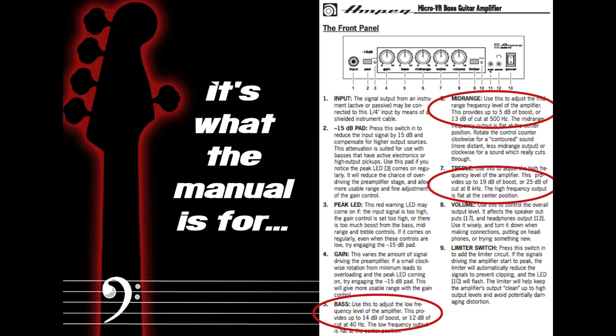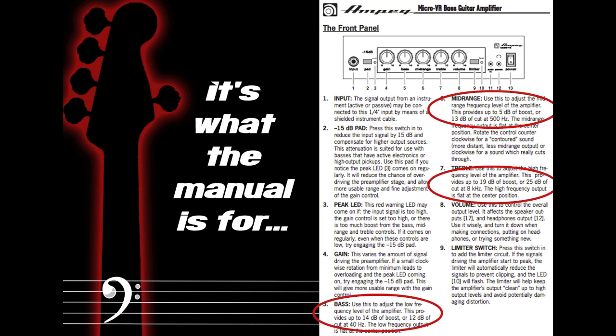The mid-range is set at 500 Hz, providing either a 5 dB boost or 13 decibel cut. And finally, the treble control. This is set at 8000 Hz or 8 kHz, providing up to 19 decibels of boost or 25 decibels of cut.